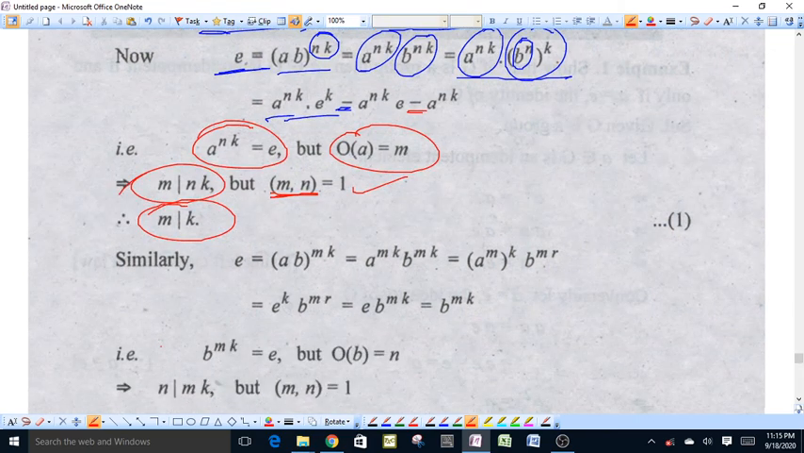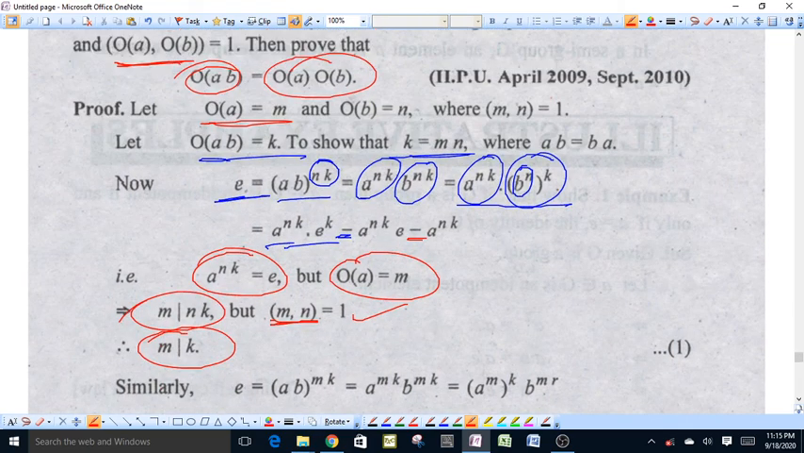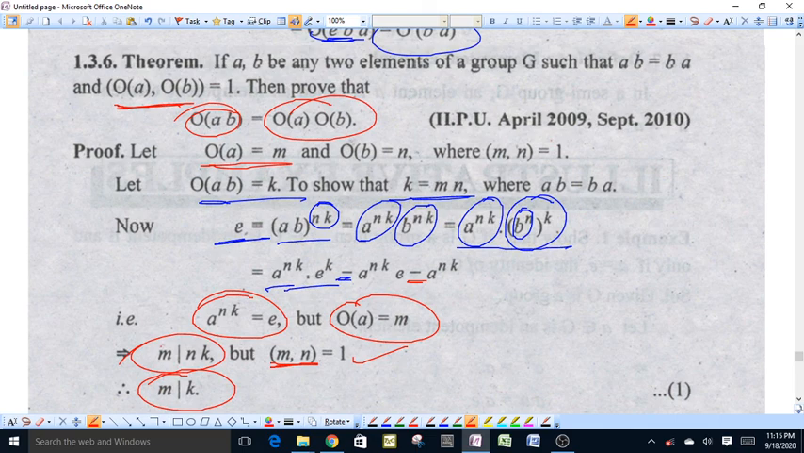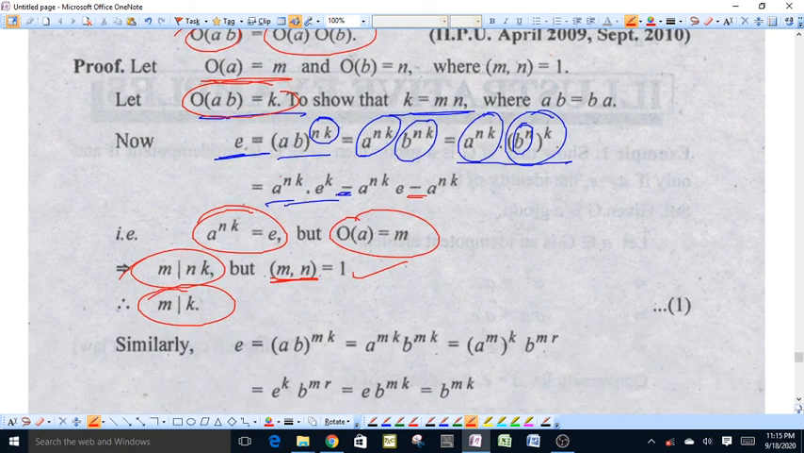Similarly, because the order of AB is equal to K, we have to show that K is equal to MN.